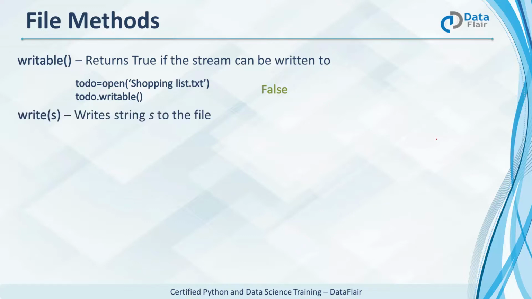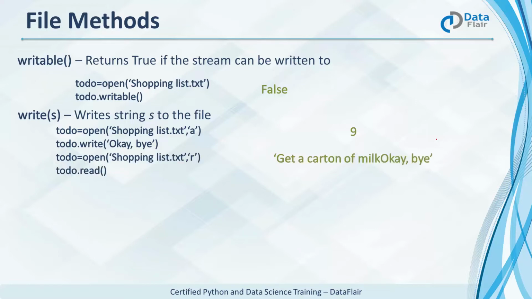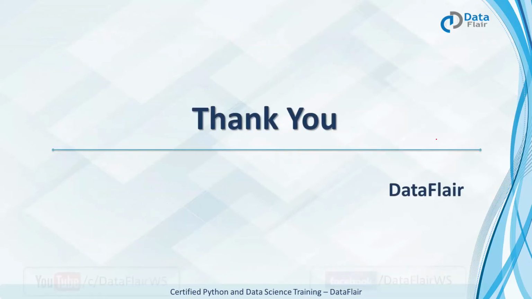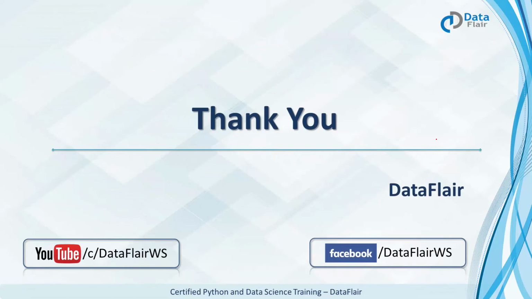Write writes a string to the file. This writes 9 characters: "OK, bye." These get appended to the file since we opened it in append mode. And writelines takes a list of strings and writes them to a file. And that is how you read and write files using Python.